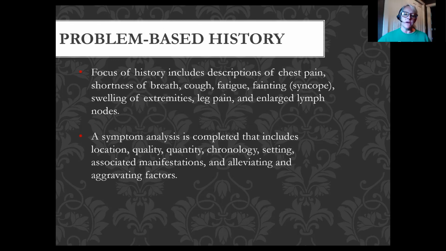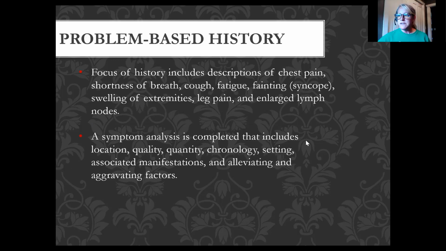But now let's talk about what if someone comes in with a problem. So they come in complaining of chest pain or shortness of breath or cough, fatigue, fainting, edema, leg pain. All of those things can be cardiac in nature. But here's the thing, you guys, they don't have to be cardiac in nature.